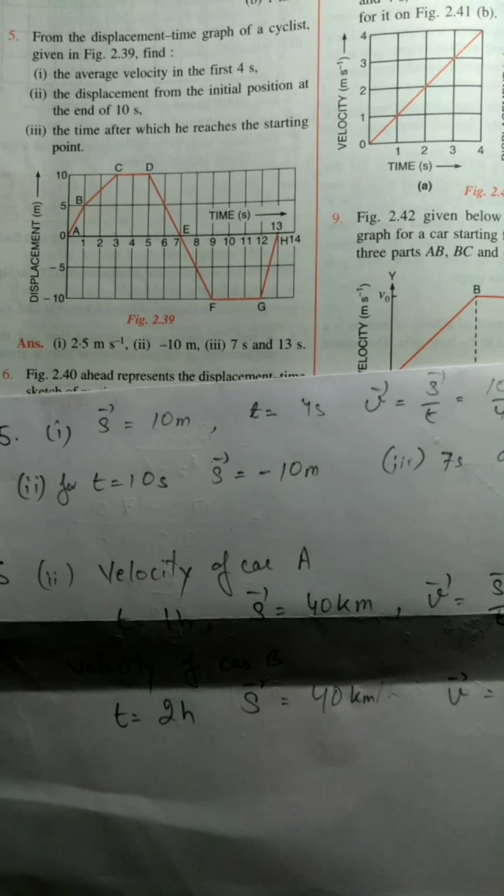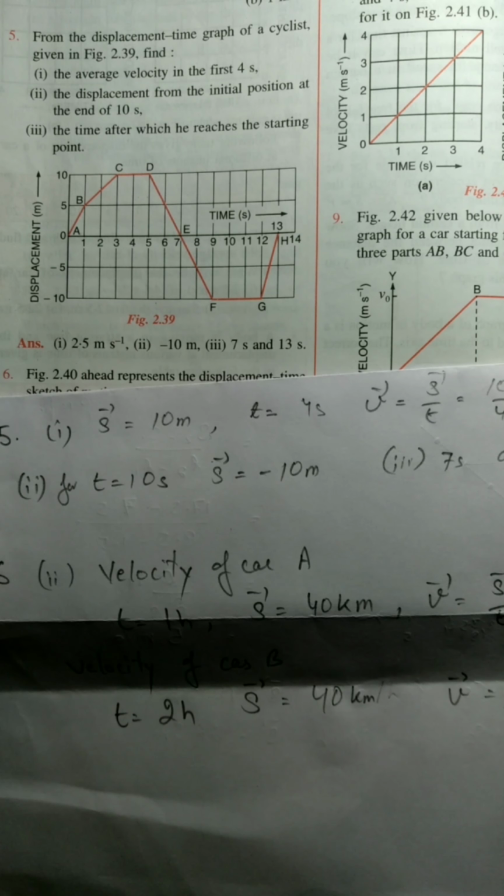Let us start with the next question, which is question number 5. From the displacement time graph of a cyclist given in figure 2.39, find the average velocity in the first 4 seconds, the displacement from the initial position at the end of 10 seconds, the time after which he reaches the starting point. Okay, a complex kind of graph is given to you all, which might not be discussed in the videos which I have sent.